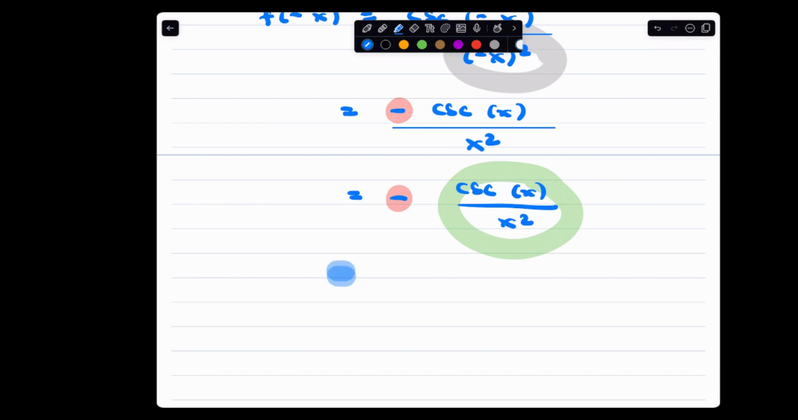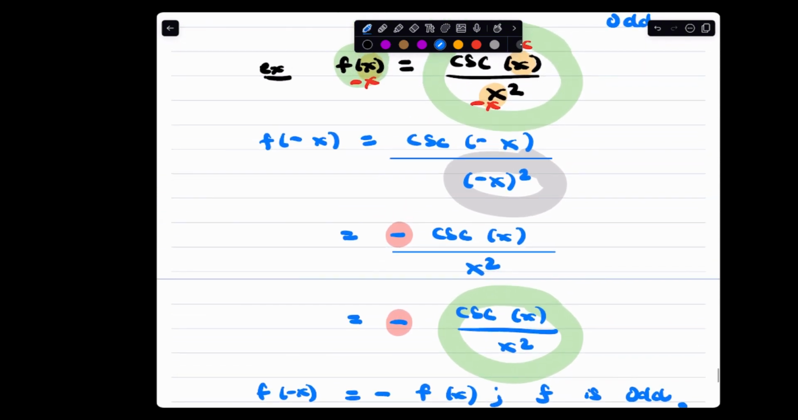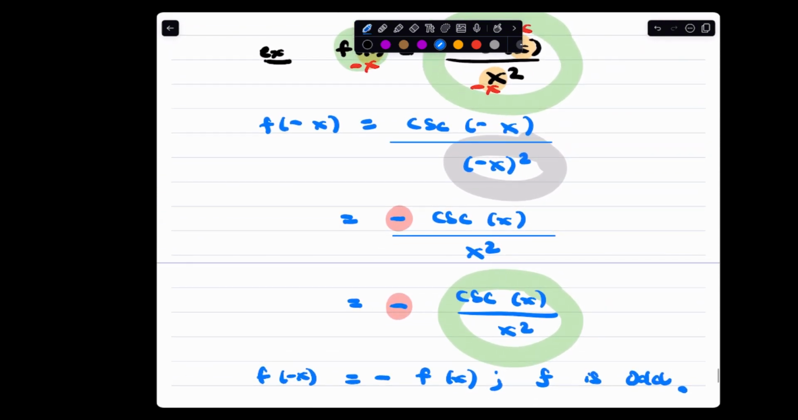So we have here, ladies and gentlemen, minus f. And this will be f of minus x. What does that mean about your function f? F is odd. Ladies and gentlemen, there you go. F is odd.